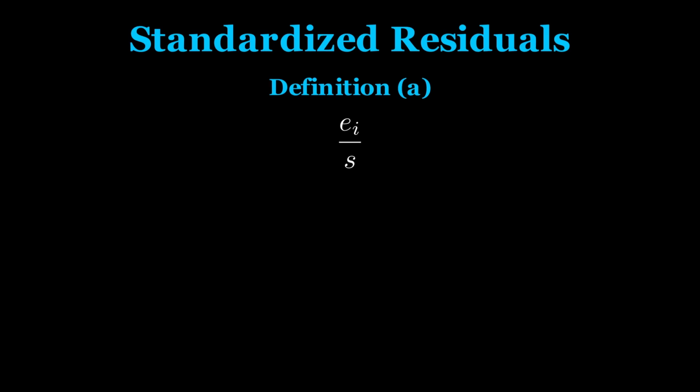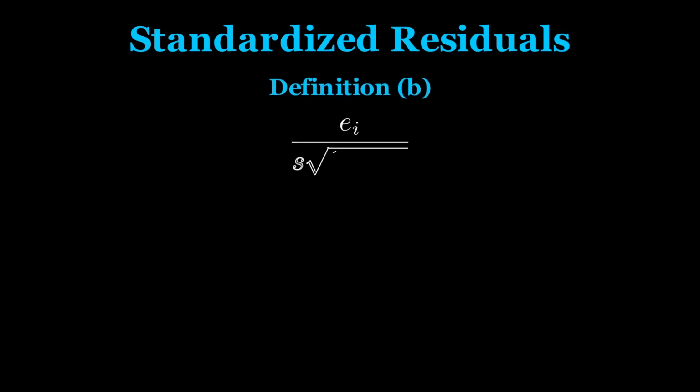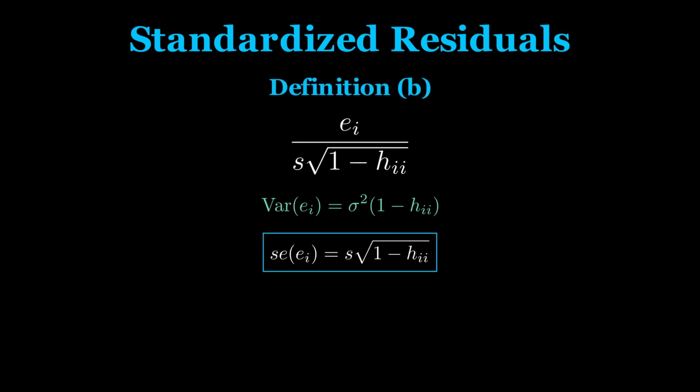An advantage of the first definition, A, is that it is easy to understand. The sample standard deviation of the residual is approximately s, so in this definition, we simply standardize e_i by dividing by s. Definition B is a more precise definition that adjusts for leverage. The variance of the ith residual is sigma squared times 1 minus the ith leverage. Replacing sigma with the estimate s yields the standard error of e_i. The standardized residual is e_i divided by its standard error.